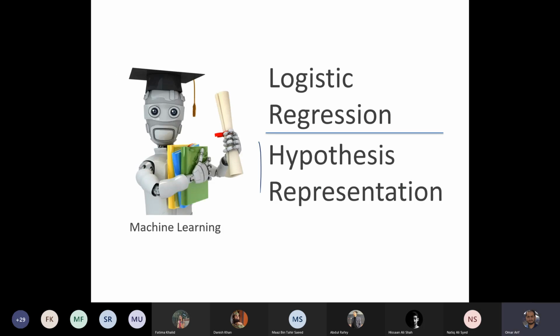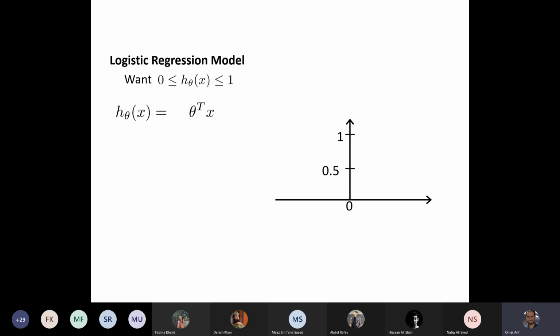So hypothesis representation. How will we now do this representation? What we are essentially going to do is apply some function over this theta transpose x, which is the hypothesis for linear regression. We are going to still use this, but we are going to apply some function over this output so that the function is able to squash the value between 0 and 1. This is what I'm talking about.